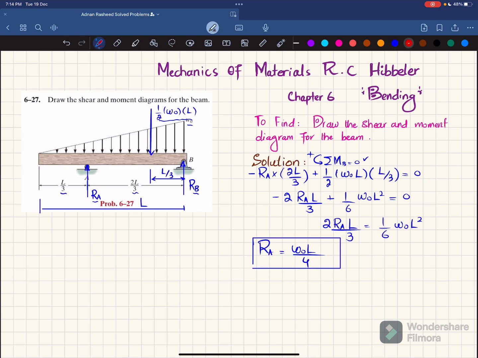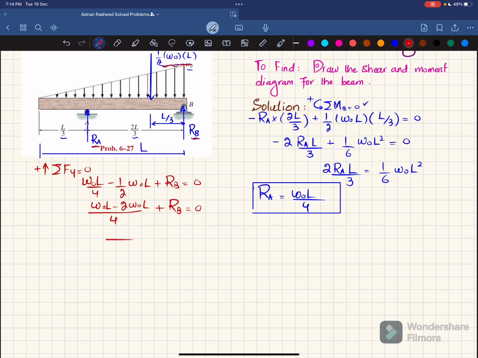Now we'll find this RB by using the equation of equilibrium, that the sum of all forces along the y direction must be equal to 0, and upward force is taken as positive. So RA and RB are upward, so RA is W0 L/4 minus this force, which is 1/2 W0 into L, plus RB is equal to 0. If you take the LCM, this will be 4. So it will be W0 L minus 2 W0 into L, plus RB is equal to 0. So this will give you minus W0 L over 4 plus RB, and from here you will get RB will be equal to W0 L over 4. Now you have RA and RB.